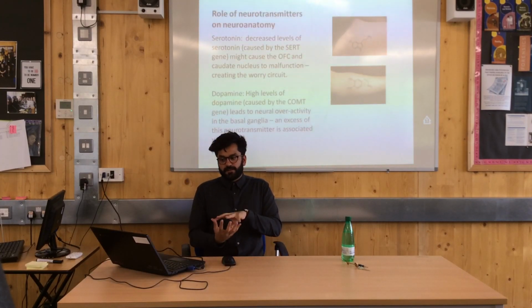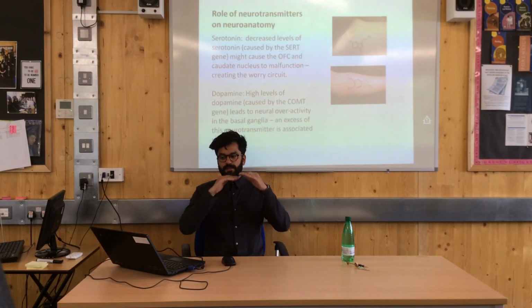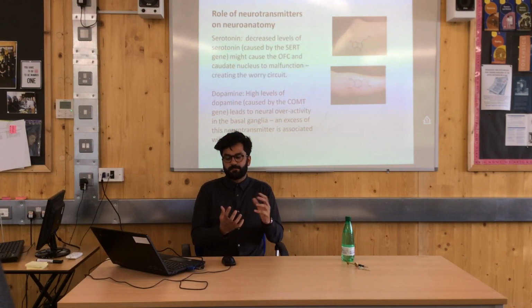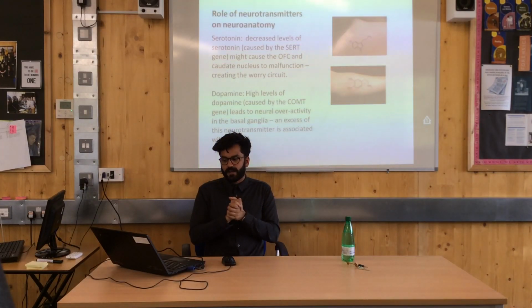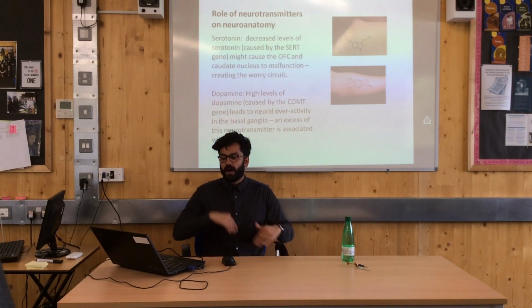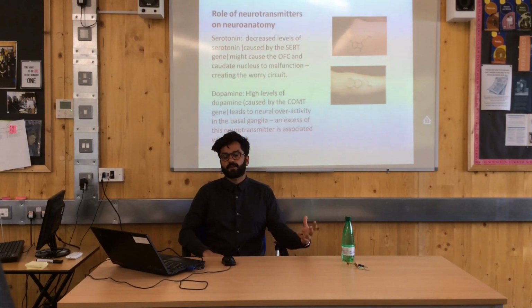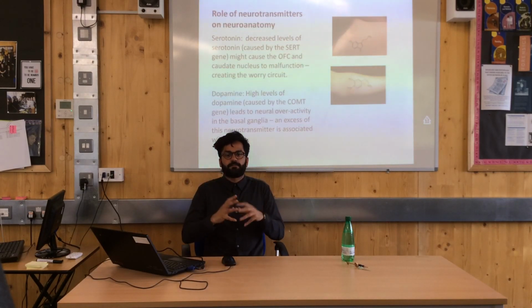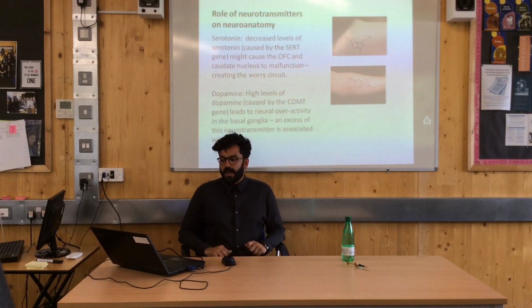The role of neurotransmitters and neuroanatomy must also be discussed, because there is a link between the two. So serotonin, first of all, decreased levels of serotonin, as we've already said, caused by the SERT gene might cause the OFC and the caudate nucleus to malfunction, thus creating the worry circuit. With regards to dopamine, high levels of dopamine caused by the COMT gene leads to neural overactivity in a part of the brain called the basal ganglia. An excess of this neurotransmitter is associated with OCD.